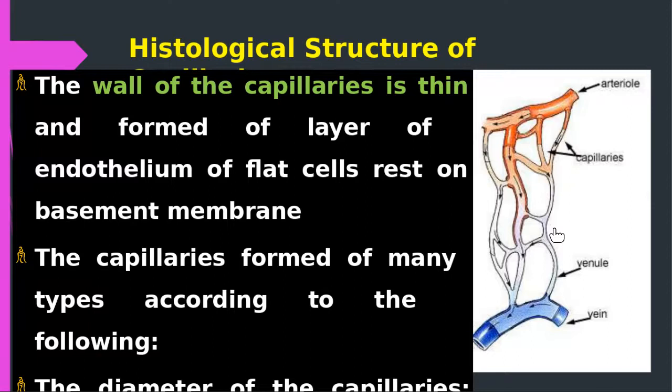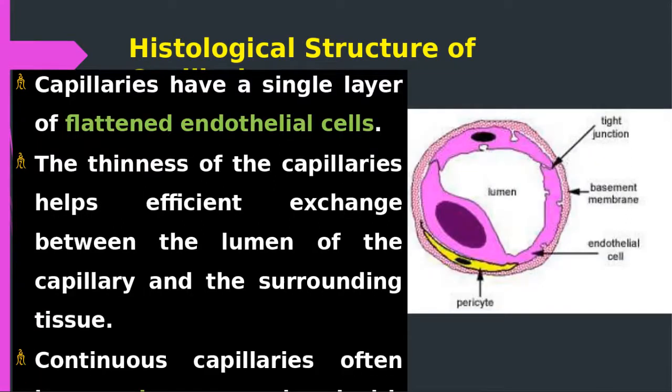The next slide is the histologic structure of capillaries. Now, how does it look? The capillaries have a single layer of flattened endothelial cells. Can you see this? This is one endothelial cell. The thinness of your capillaries helps efficient exchange between the lumen of the capillary and the surrounding tissue. So there has to be an exchange.